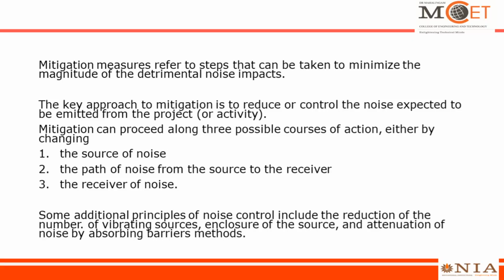Mitigation can proceed along three possible courses of action, either by changing the source, or by changing the path of the noise from the source to the receiver, or you can change the receiver who is receiving the noise. Some additional principles on noise control, including the reduction of the number of vibrating sources, enclosure of the sources, and attenuation of noise by absorbing barrier methods, are also important, right? These are some principles of noise control which we have not dealt with directly in this session, but it is important for you to know these things.